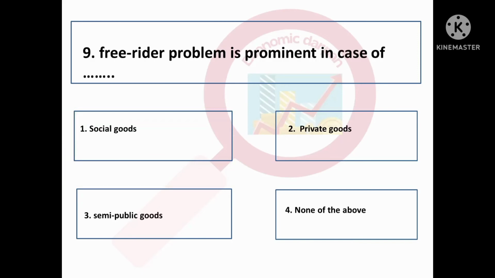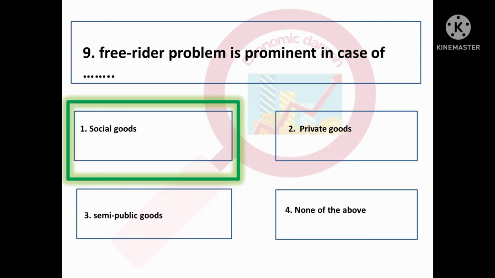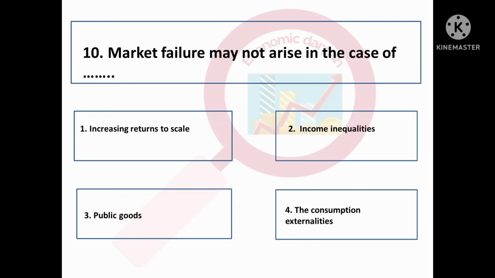Question number 9 is, free rider problem is prominent in case of dash. Option 1, social goods. Option 2, private goods. Option 3, semi-public goods. And option 4 is none of the above. So the free rider problem is found most in which goods? In social goods.